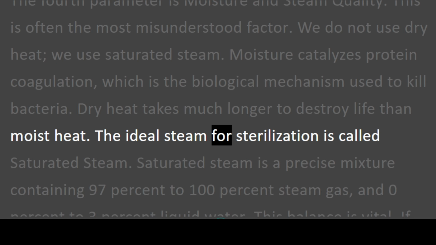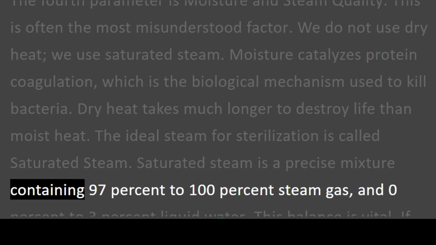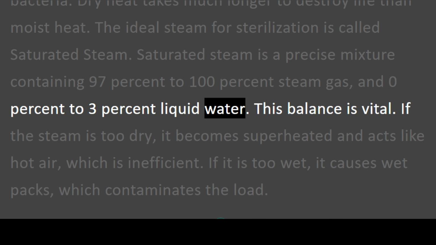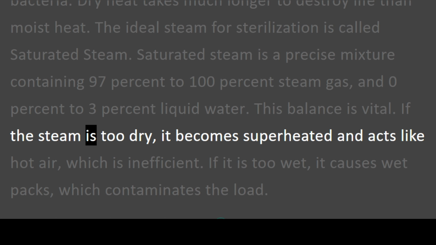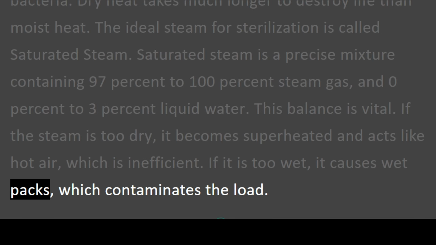The ideal steam for sterilization is called saturated steam. Saturated steam is a precise mixture containing 97% to 100% steam gas and 0% to 3% liquid water. This balance is vital. If the steam is too dry, it becomes superheated and acts like hot air, which is inefficient. If it is too wet, it causes wet packs, which contaminates the load.